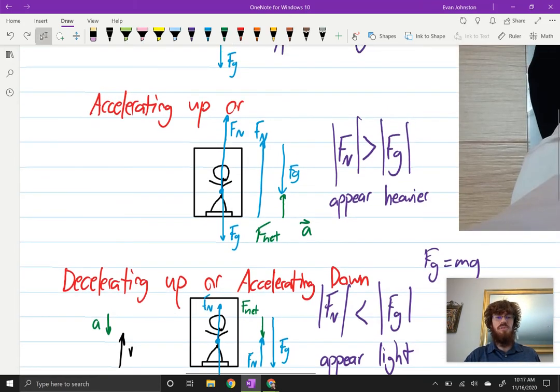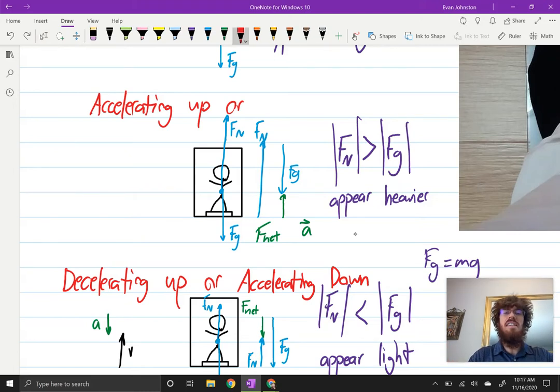And then this last one, well, we have accelerating down, we have accelerating up, we have decelerating up. This one must be decelerating down.